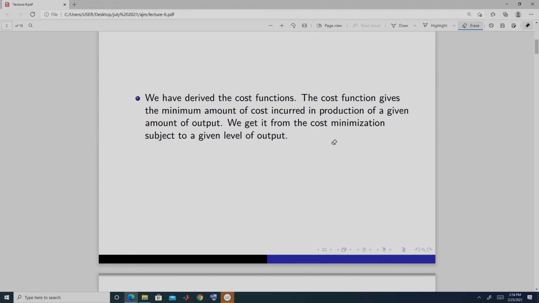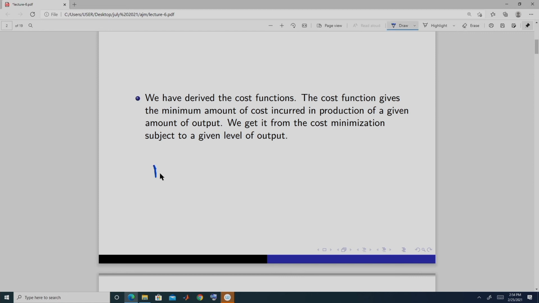So, today we are going to do cost curves. Now, we have already derived the cost function. How have we done the cost function? Cost function we have got in the following way.